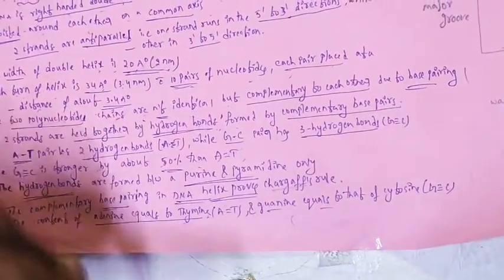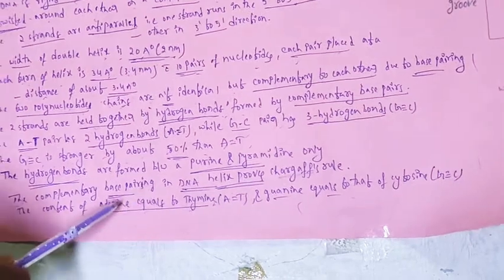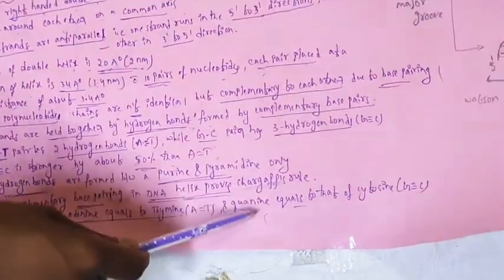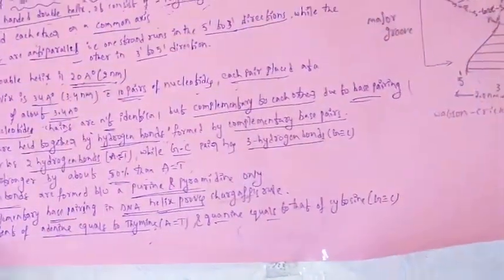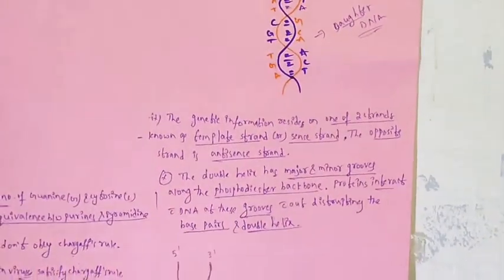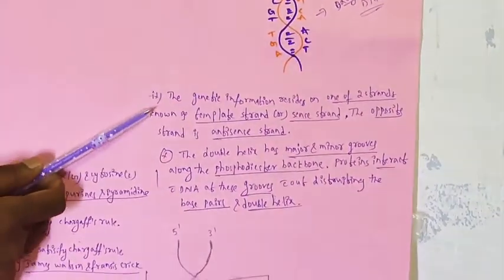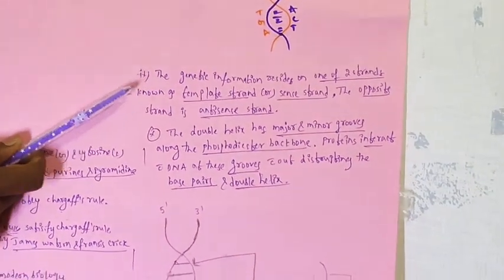So DNA has an equal number of nucleotides, because adenine equals thymine and guanine equals cytosine. Whatever the amount of adenine present, the same amount of thymine will be there.